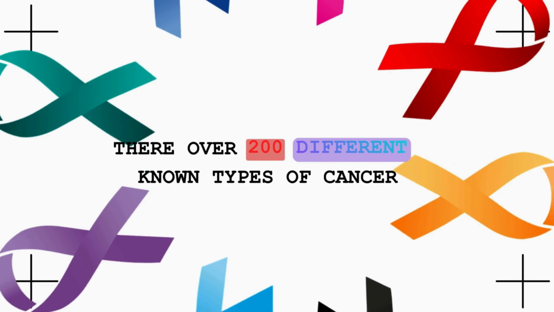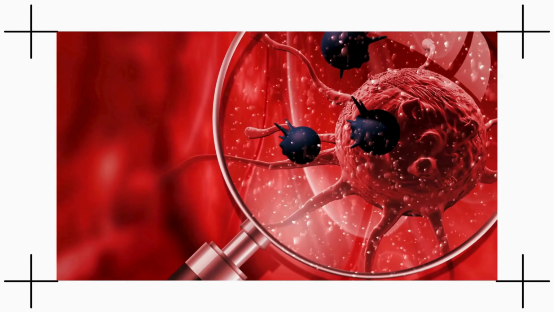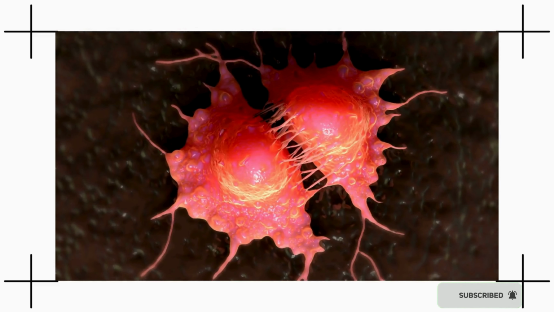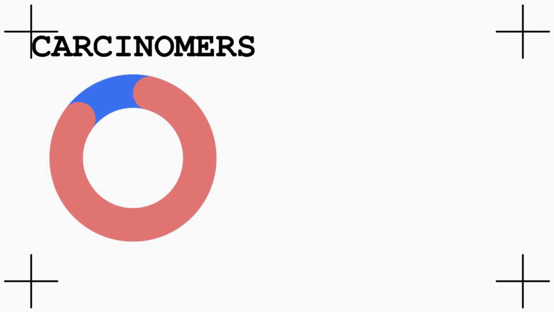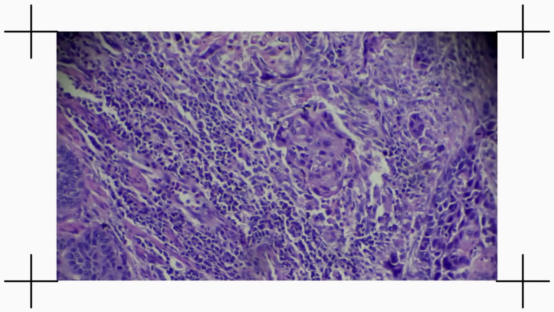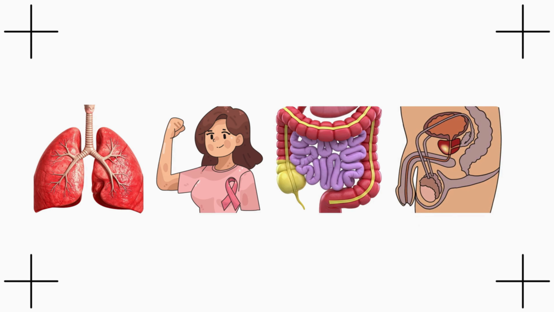It can be overwhelming. So to make sense of it all, we need a map. In this video, we will classify them into 4 distinct groups based on where in the body they begin. Group 1, the carcinomas. This is the vast majority, making up nearly 90% of all cancer diagnoses. They start in the skin or the tissues that line our internal organs. This is where we find the names you hear most often: lung, breast, colorectal, and prostate cancer.